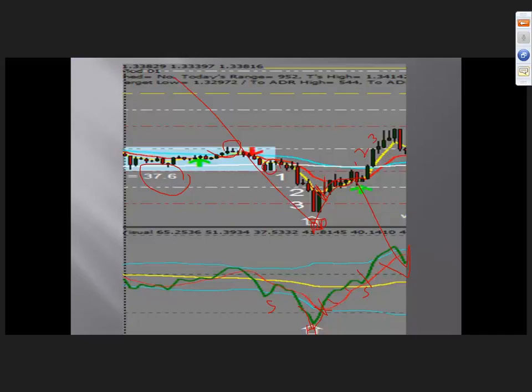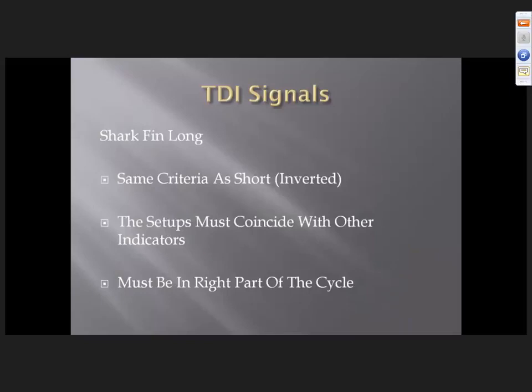Okay, shark fin long. Same criteria, short, inverted. The setup must coincide with the other stuff, man. The TDI is a confirmation of the pattern, not the other way about, okay? It's got to be in the right part of the market cycle. If you get a shark fin at 2 in the afternoon, it may or may not pay out. Don't chase it. If you get a shark fin at 3:30 in the morning, that's solid gold, my friends. That will pay out.